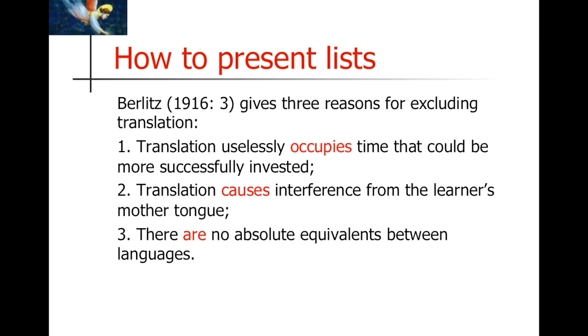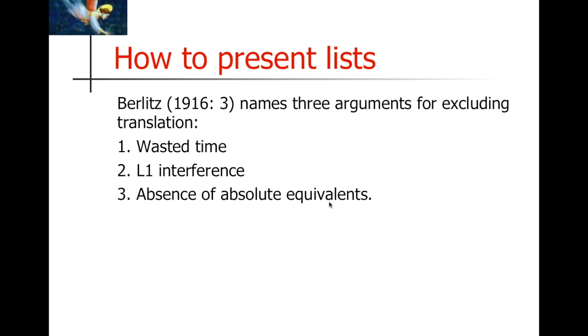capital letter there. It's important when you're presenting lists of things like this that each item be on the same grammatical level. So here, each item is a predication with a verb in the present tense: occupies, causes, are. Okay, it's not good to mix up tenses, and it's not good to mix up, for example, a noun phrase with an entire predication or a verb phrase.